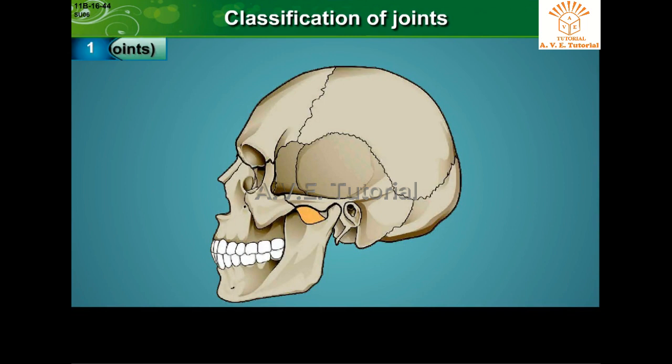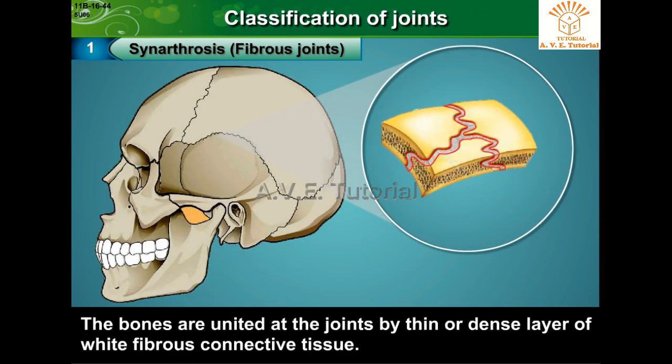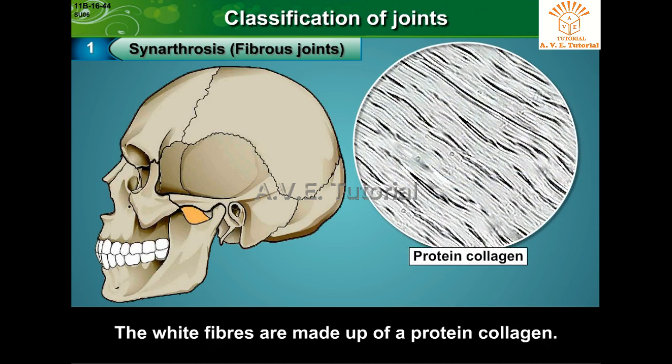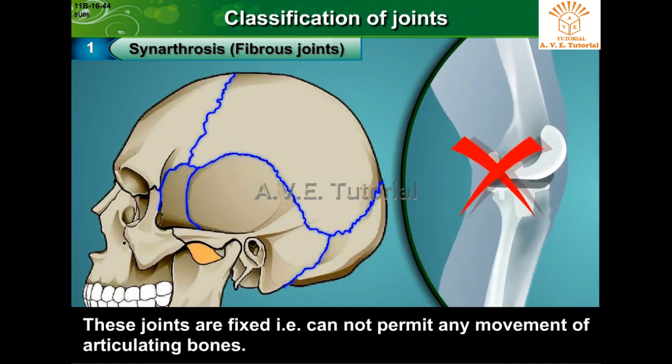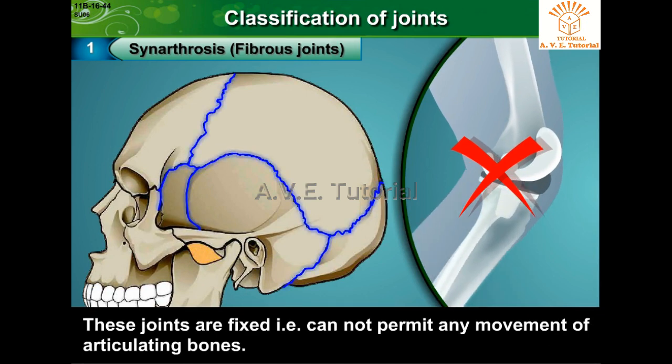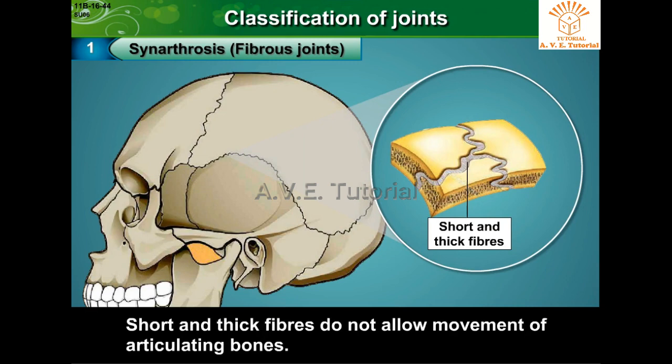First, Synarthrosis, fibrous joints. The bones are united at the joints by a thin or dense layer of white fibrous connective tissue. The white fibers are made up of a protein, collagen. These joints are fixed, that is, they cannot permit any movement of articulating bones. Short and thick fibers do not allow movement of articulating bones.